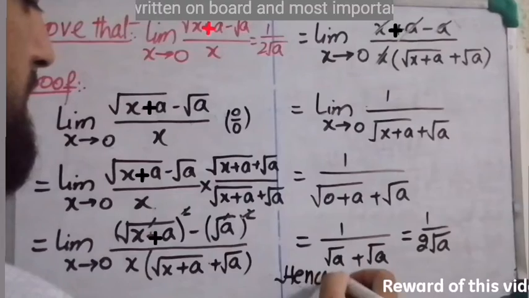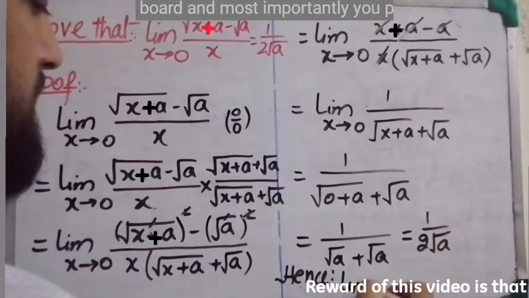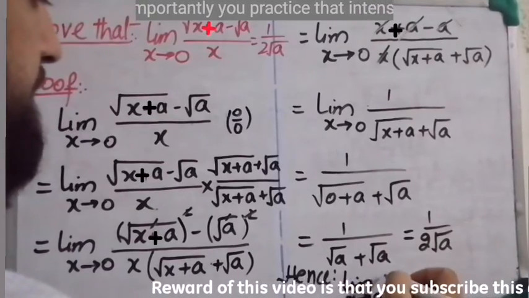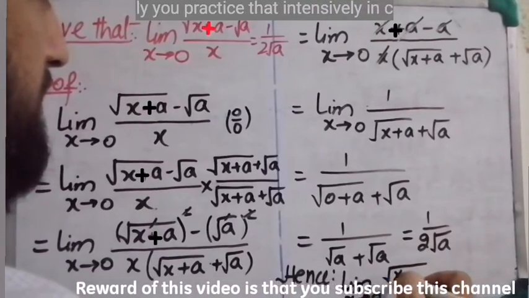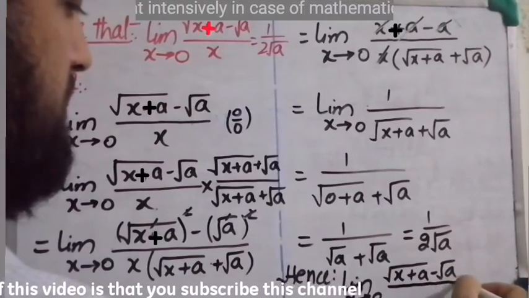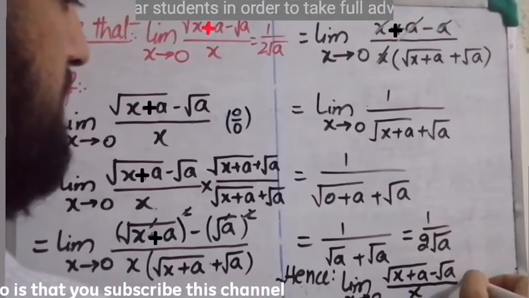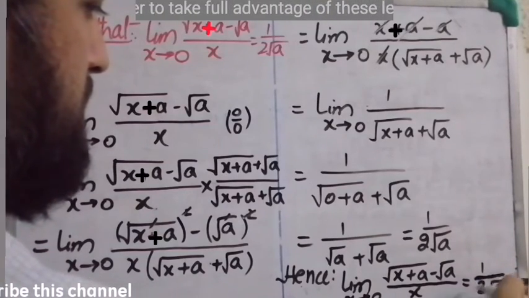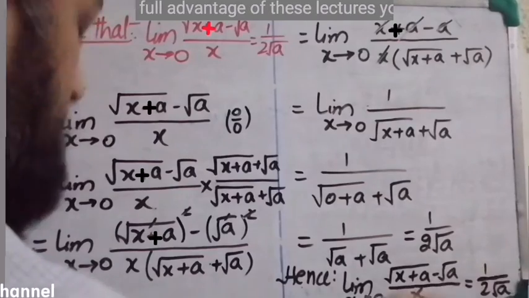Initially, students, we saw that this was an indeterminate form, and we determined it by rationalization. We rationalized it and determined it. When we rationalized it, it gave us the answer 1 by 2 square root a, which was the required answer. Hence, we have proved that the answer of this limit is equal to 1 by 2 square root a.